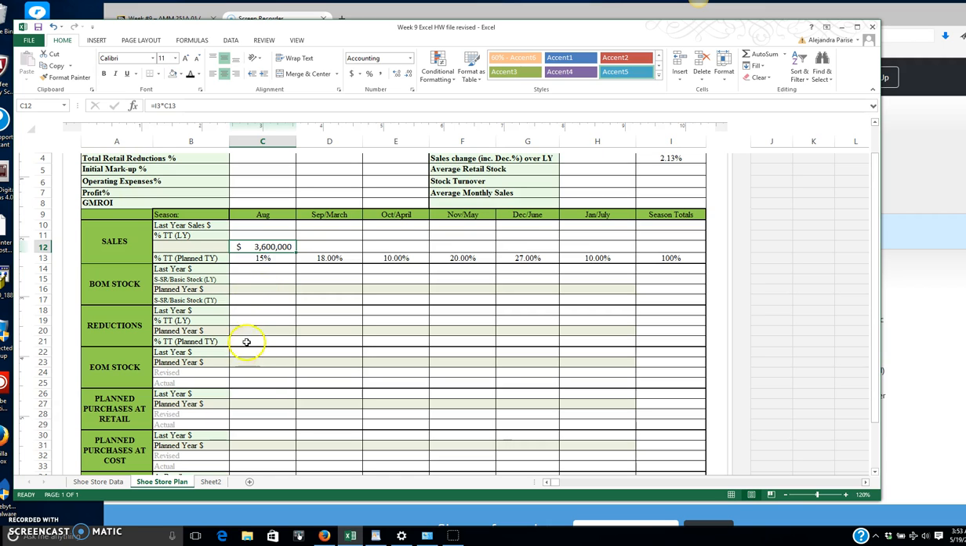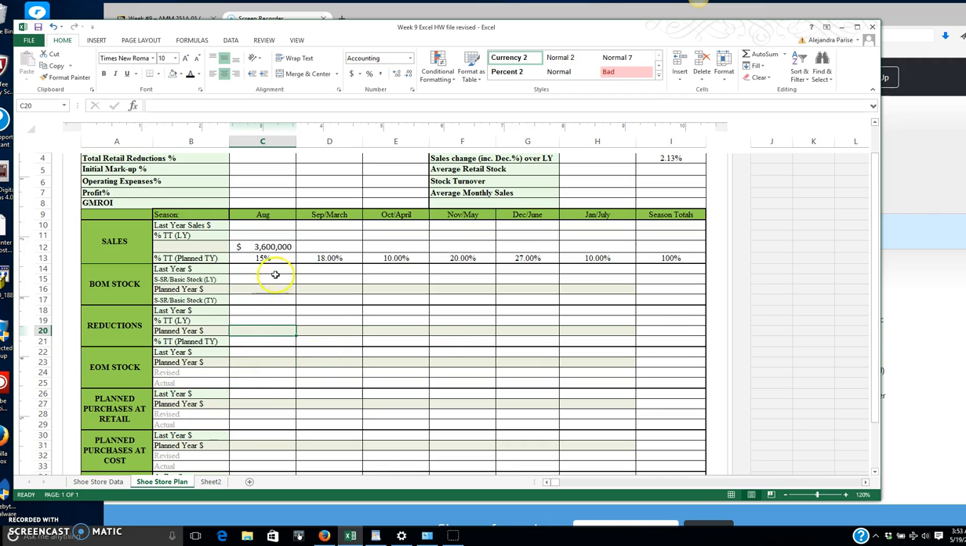Okay. For your reductions, you're going to go ahead and put your planned percentage, markdown percentage. Then your formula would be planned sales times the markdown percentage. Okay, and again, continue on, and you can have your total auto sum there.